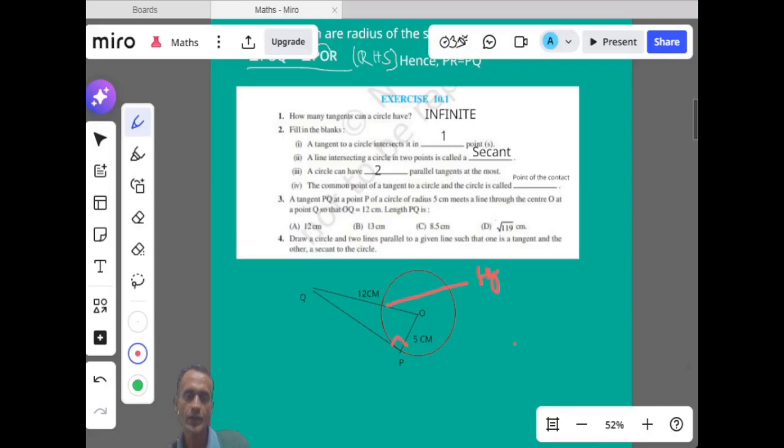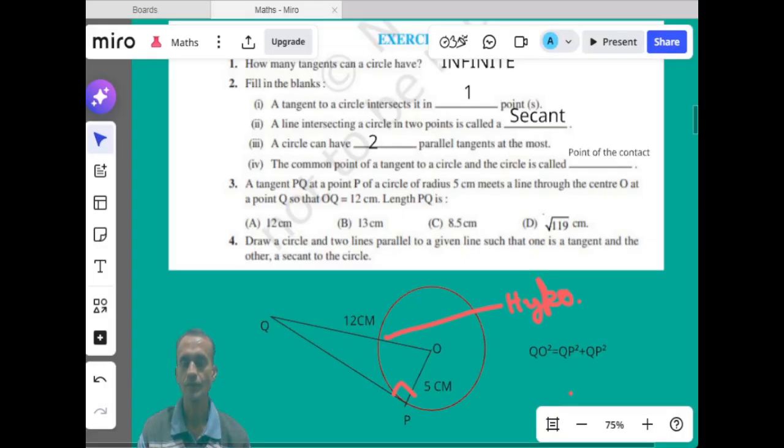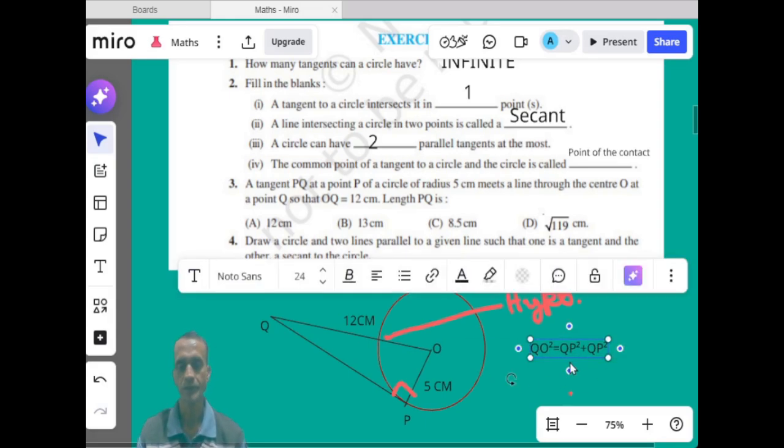So QP will be found by the Pythagoras theorem. In triangle QOP, angle P is 90 degree, QO is hypotenuse. So QO square is equal to QP square plus OP square. We are given QO, we are given PO. So we can easily find out QP square. QP square will be QO square minus OP square.